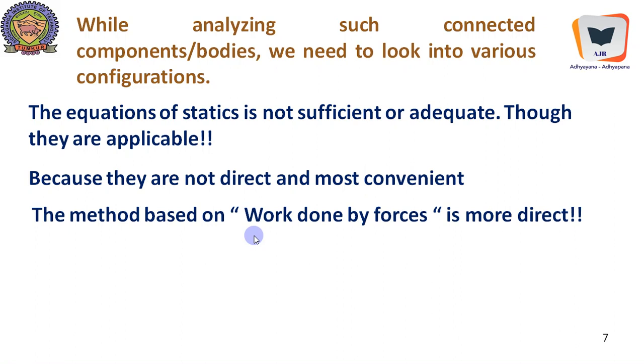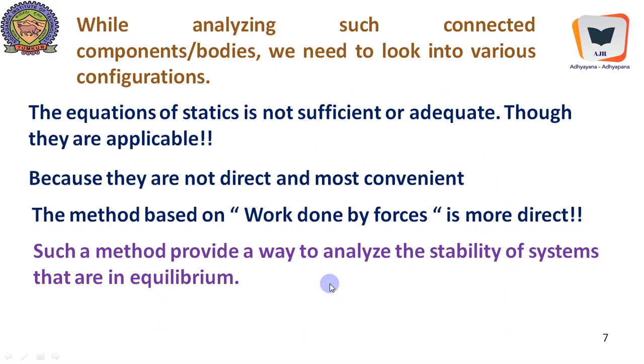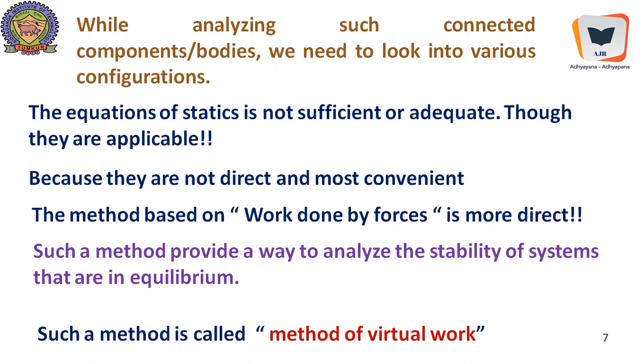The method based on work done by forces is more direct while analyzing structures or articulations which come with various links. Such a method provides a way to analyze the stability of systems that are in equilibrium, or we may use the principle of virtual work in order to verify whether the system is in equilibrium. We can also find the resultant if the system is not in equilibrium. We can also find the internal forces that keep a particular system in equilibrium. Such a method is called the method of virtual work.